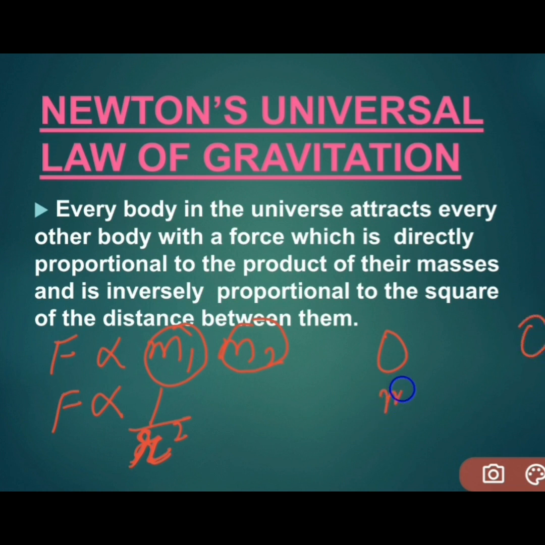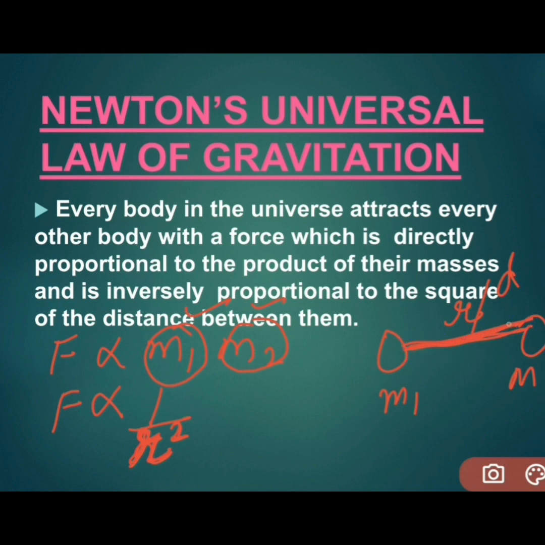Suppose this is the first object and this is the second object. They are separated by a distance r. In some books, the distance r is also written as the distance d. So there is no issue to be created over this. It's okay with that. So the force of attraction is directly proportional to the product of masses and inversely proportional to the square of the distance between these two masses.